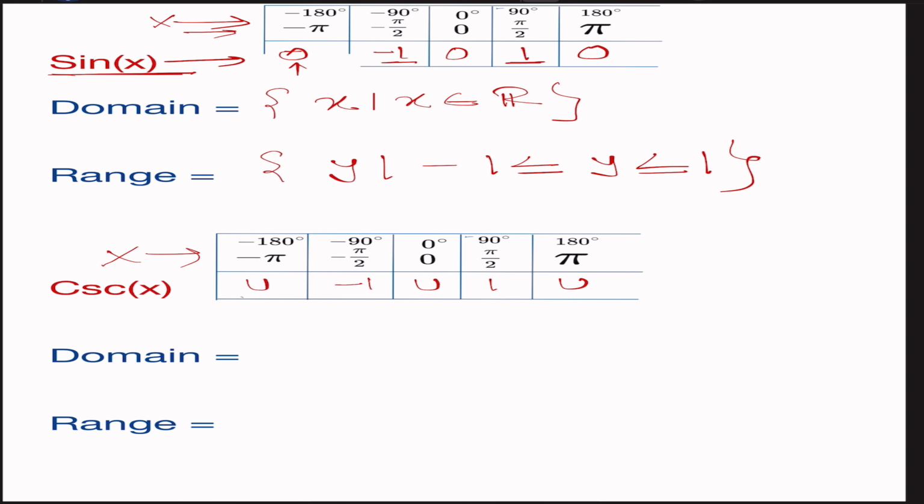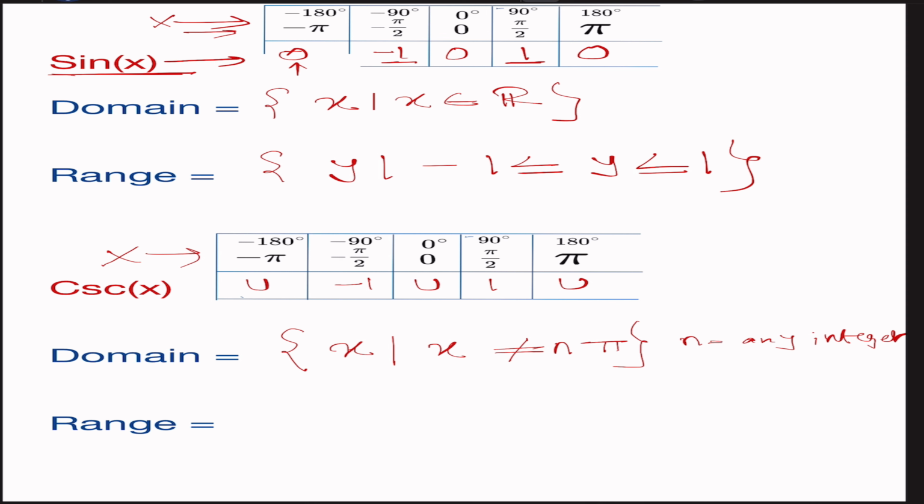So you can write the domain like this: our domain for cosecant is x, all the real numbers, where x cannot be pi or any multiple of pi, n pi, where n is an integer. Any integer, it doesn't matter.